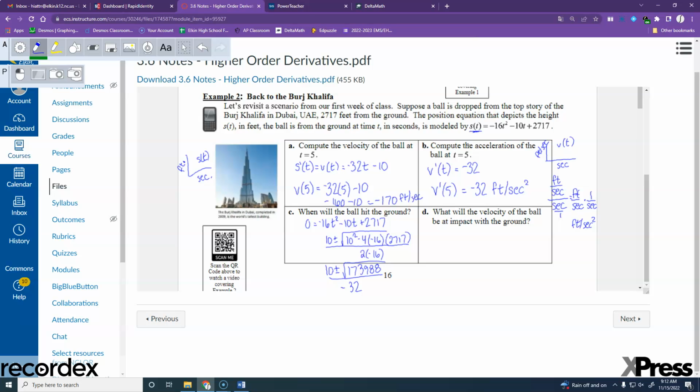So you're going to do the minus, so you'll do 10 minus the square root of 173,988 divided by negative 32. Hit the green button before you hit enter. I'm getting 12.7225. It's a really long time for something to hit the ground.